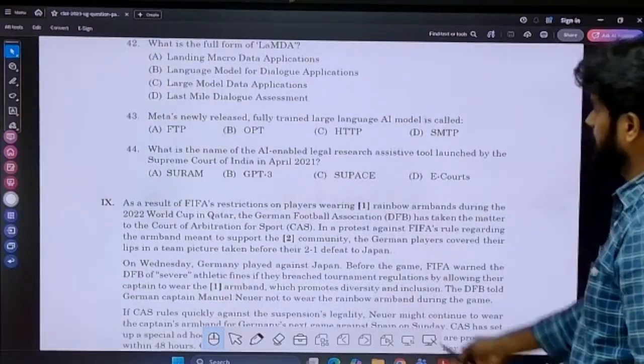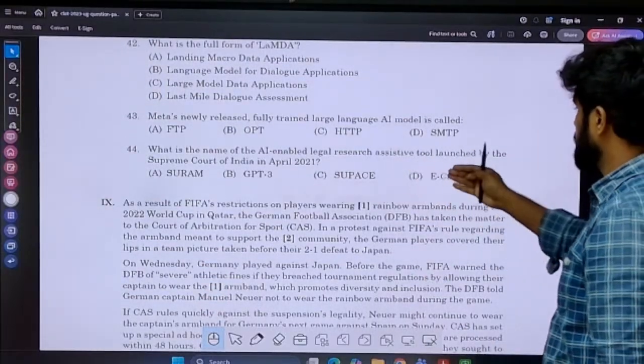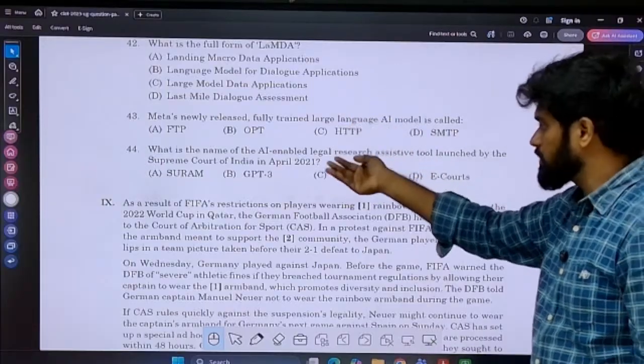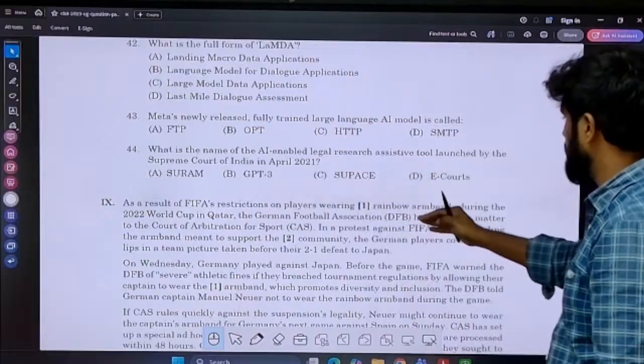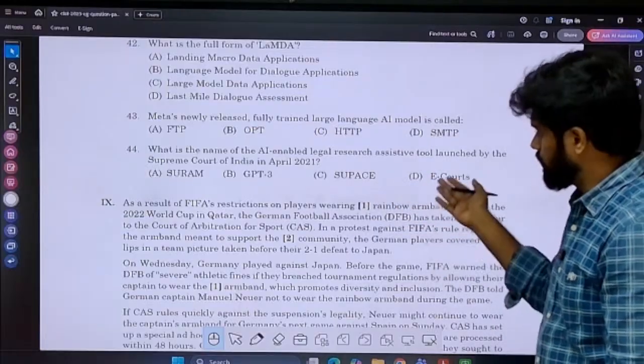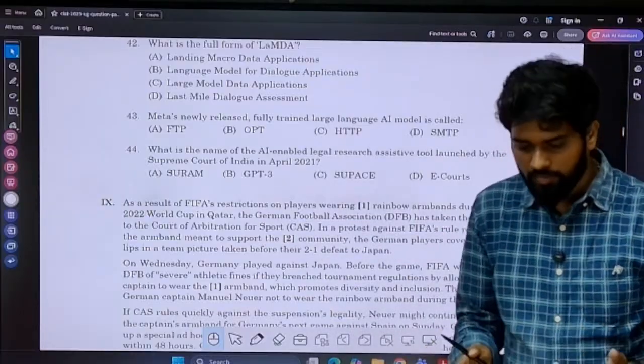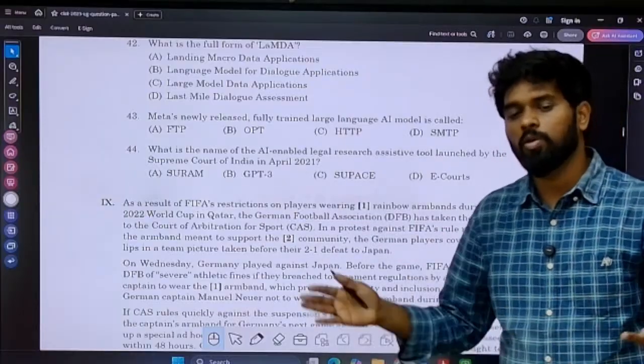What is the name of the AI-enabled legal research assistive tool launched by the Supreme Court of India in April 2021? Is it Suram, GPT-3, Supace, or E-Codes? This is also technology-based, so we will cover whatever has come up, all those areas.